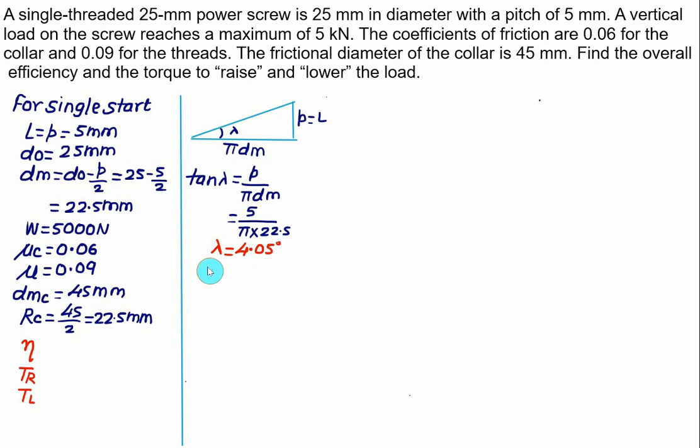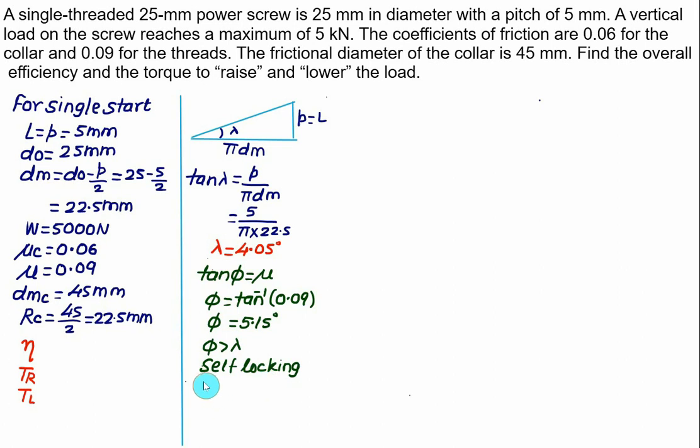We know that tan of phi is the same as the coefficient of friction for thread. So we have phi equal to tan inverse of mu, and the value of mu is given as 0.09. So we'll get the value of phi equal to 5.15 degree. Since here phi is greater than lambda, we have a condition of self-locking. That is, the value of TL will be positive value.